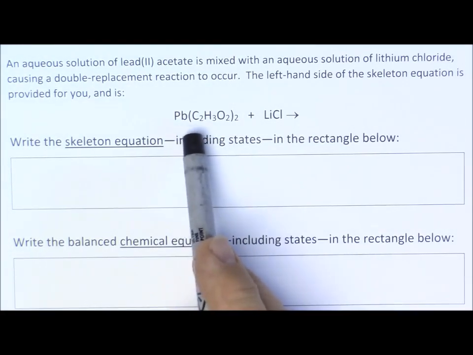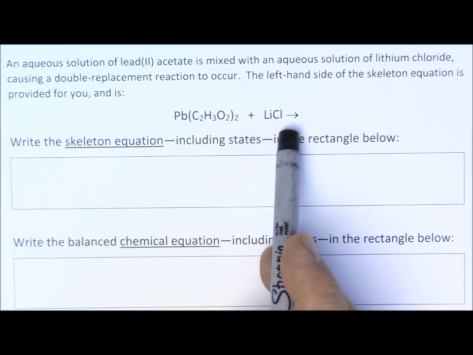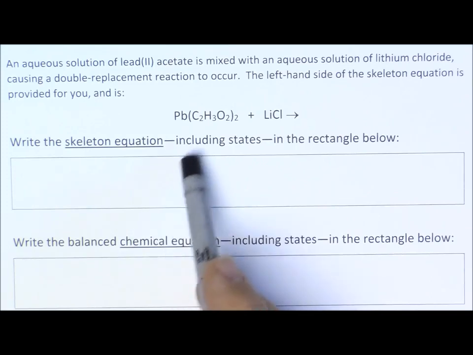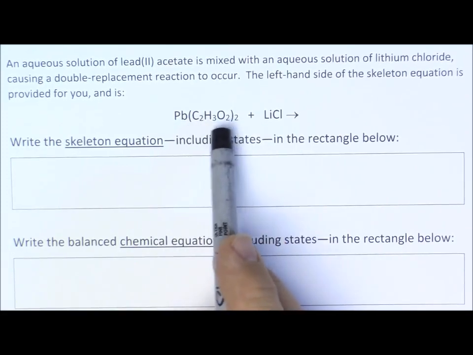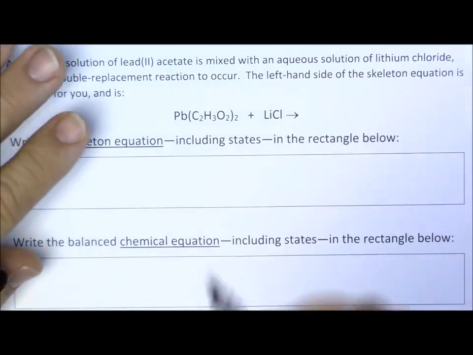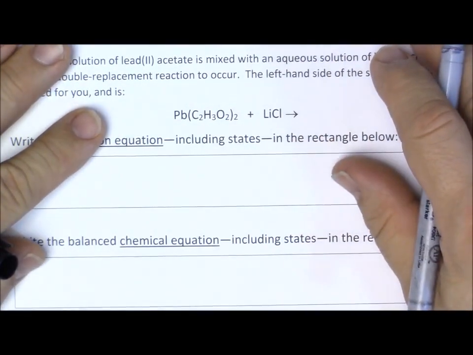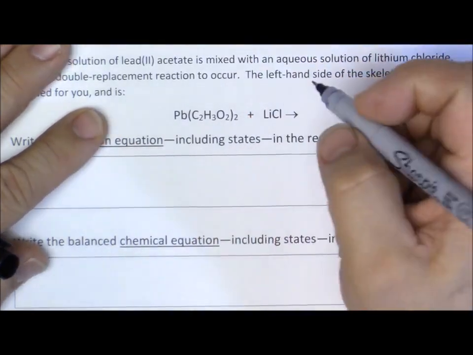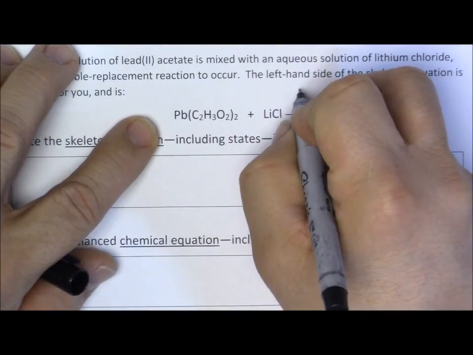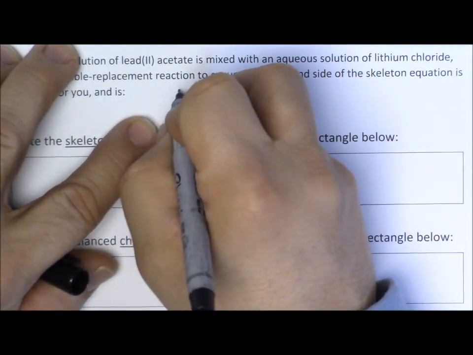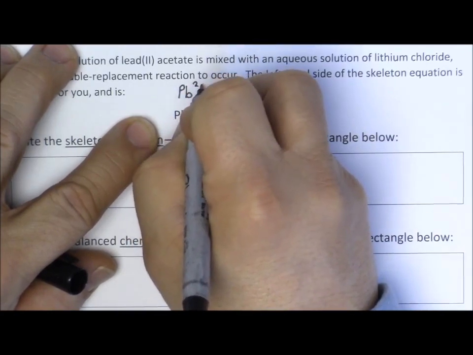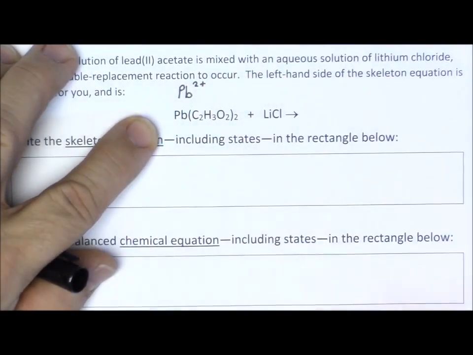Well, we're already given the left half of the skeleton equation, but before we write it out, I like to think about what the various ions are that are involved here. And I'm just going to make a few shorthand notes up here in the free space. We're told it's lead 2 acetate, so one of the ions will be lead with a 2+ charge.